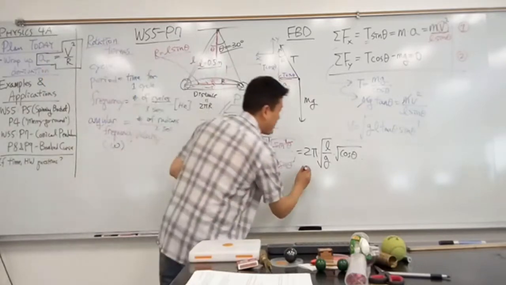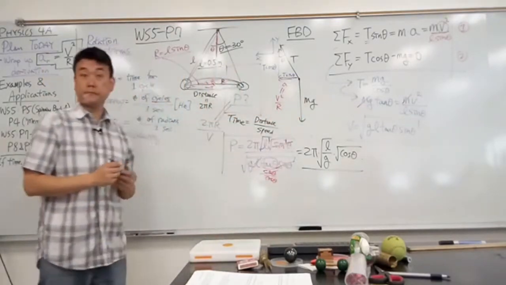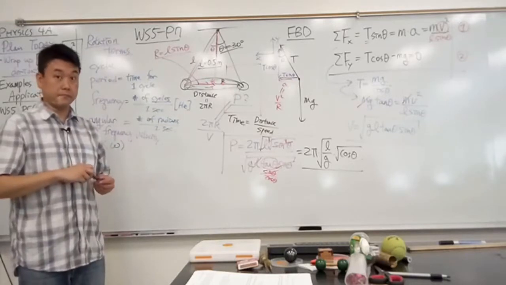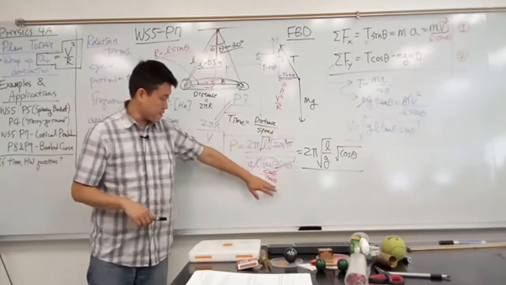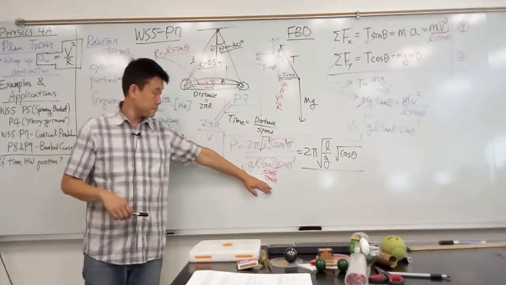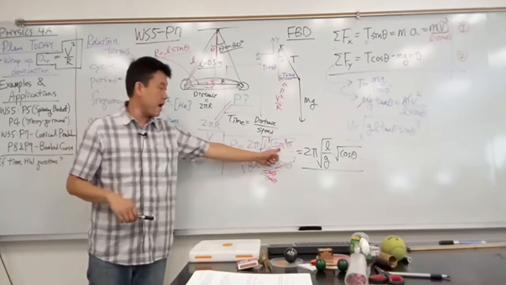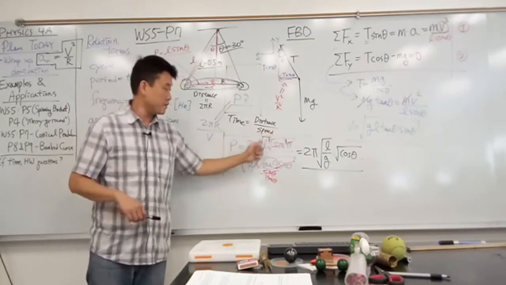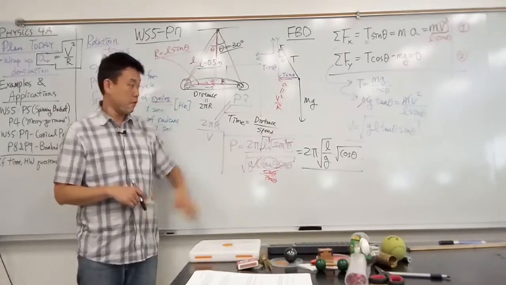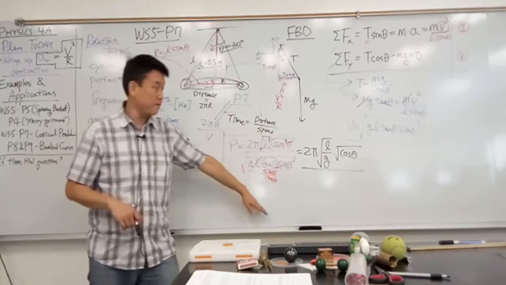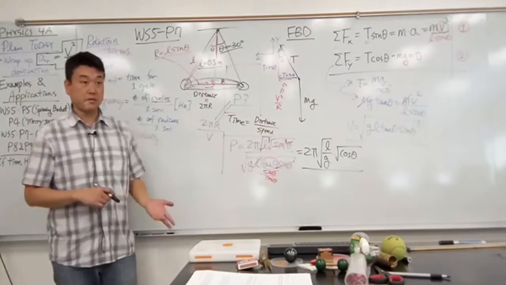Everyone okay with this as the final expression for period? Let me go over one more time. Are you okay with all the cancellations here? Square root of sine, and then cancel. L and sine theta, I express as the square root of L squared times sine squared theta. Once you're okay with all the cancellations, this is just a cleaned up version.